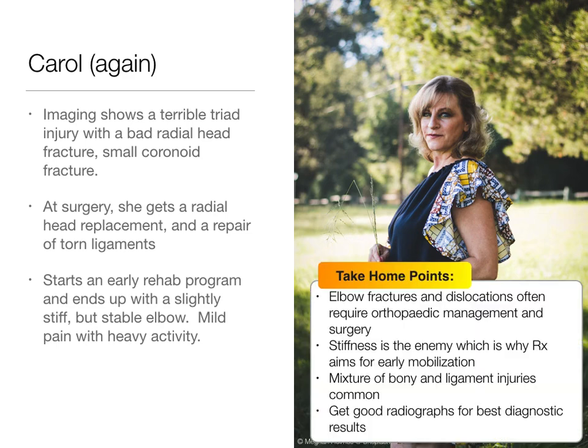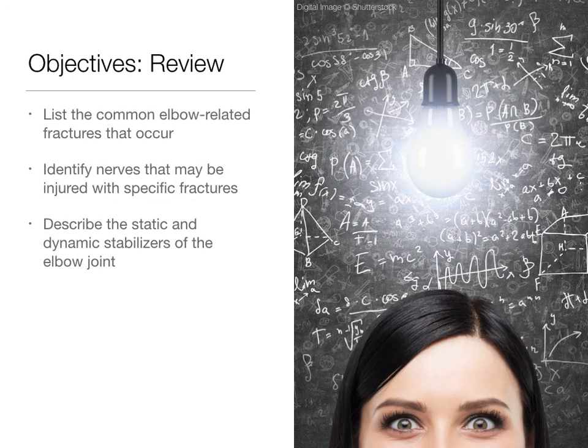So by way of summary, elbow fractures and dislocations often require orthopedic management and surgery, and stiffness really is the enemy, which is why treatment aims for early mobilization. There's often a mixture of bony and ligament injuries, and you really want to get good x-rays so you can actually see what's going on. So to review, we've seen the common and the classical examples of elbow trauma. We've looked at some nerves that can get injured, and we've talked about static and dynamic stabilizers of the elbow joint.